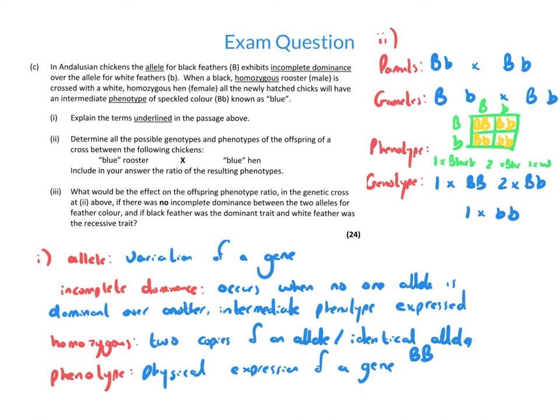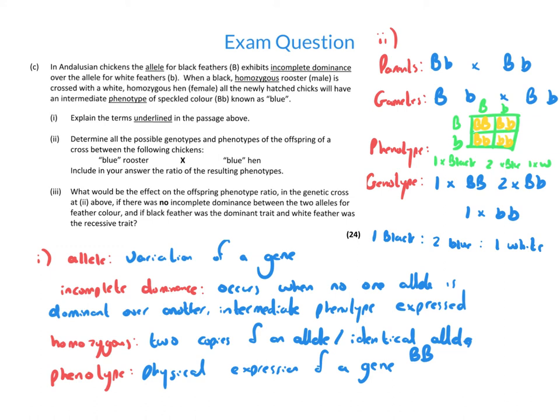It says here though, just read, include in your answer the ratio of the resulting phenotypes. So I'm going to have to do that underneath. It's going to be one black is to two blue is to one white. Okay, so just make sure I'm putting the ratio there because it did specifically ask for it.